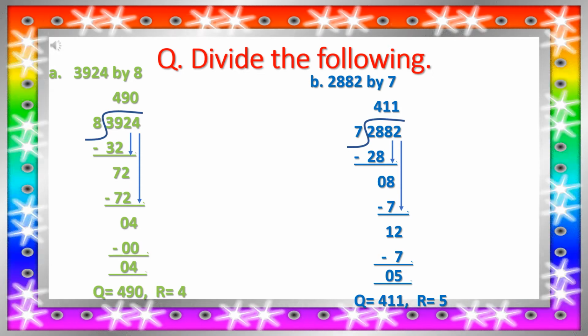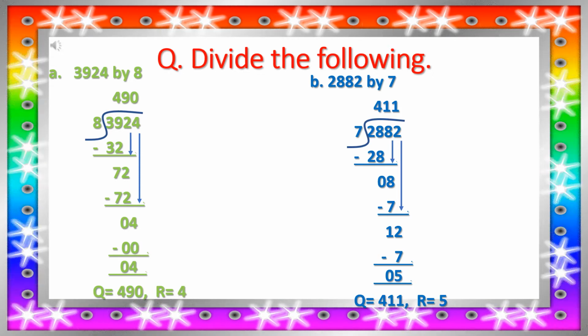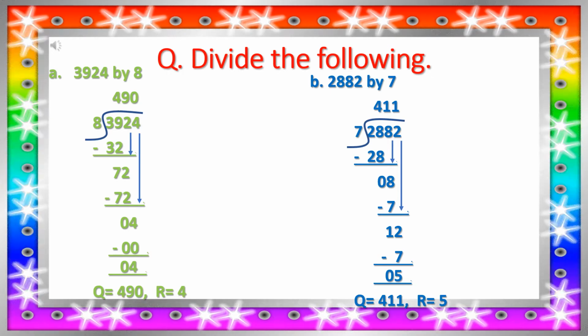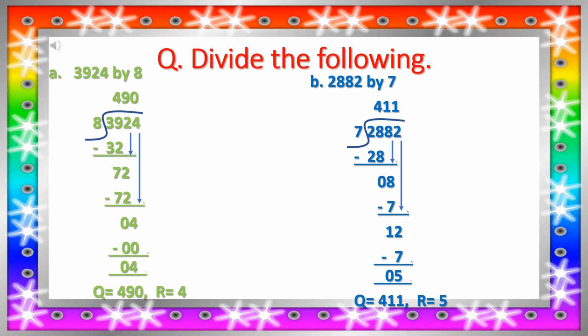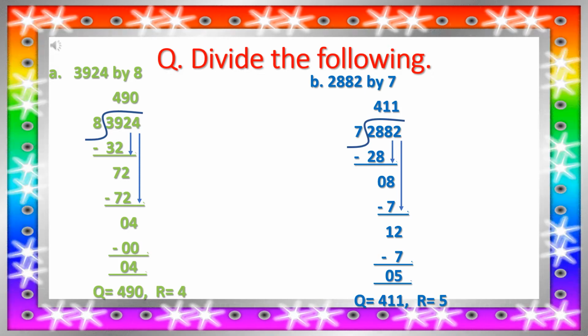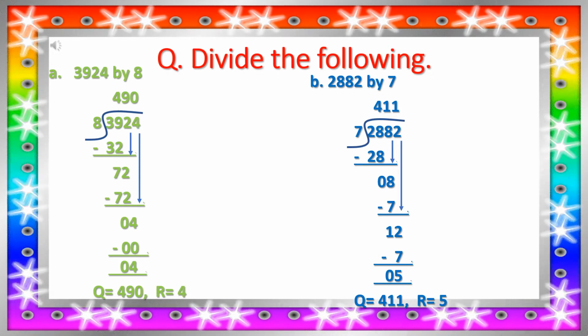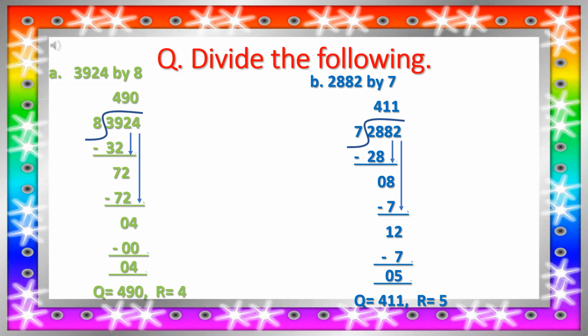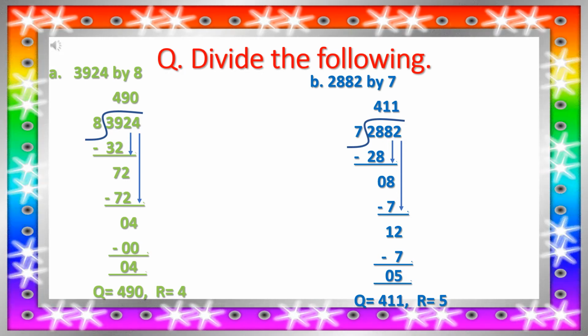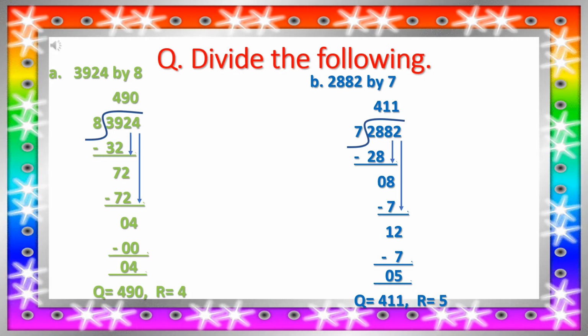Now bring down 8 and 7 ones are 7. 8 minus 7 is 1. We will write 1 as quotient over 8 and 8 minus 7 is 1. Now bring down 2. It will become 12. Now we will divide 12 by 7. 7 ones are 7. 12 minus 7 is 5. So 1 will be written as quotient over 2. So now our quotient is 411 and remainder is equal to 5.